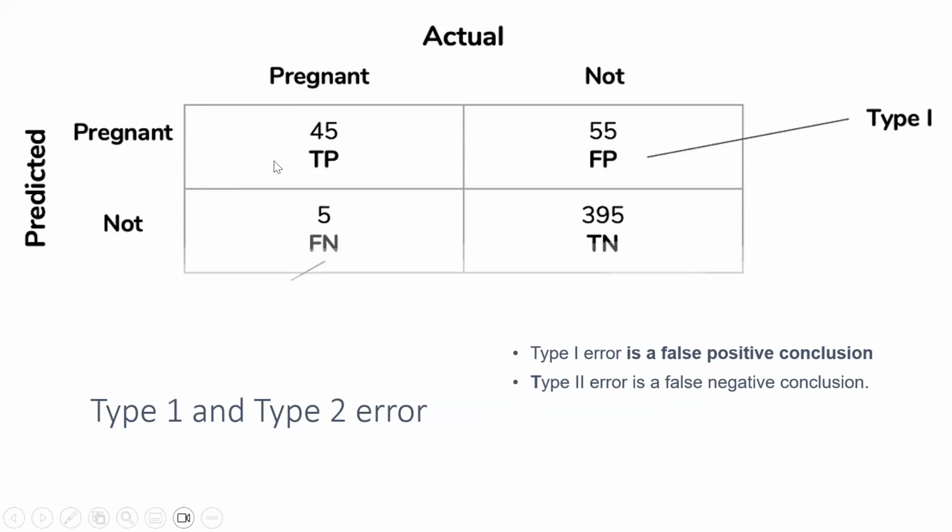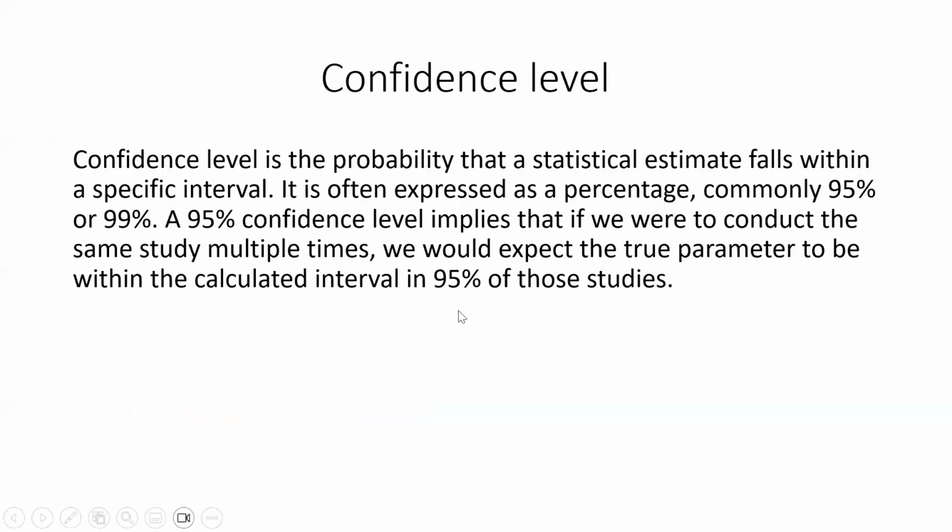And there is one more example. This is the example for pregnancy: predicted pregnancy versus actual pregnancy. Here, the type 1 error is the false positive conclusion, and the type 2 error is the false negative conclusion. So the type 1 and type 2 errors are the errors involved in your confusion matrix. If it is type 1, it is a false positive. If it is type 2, it is a false negative conclusion.